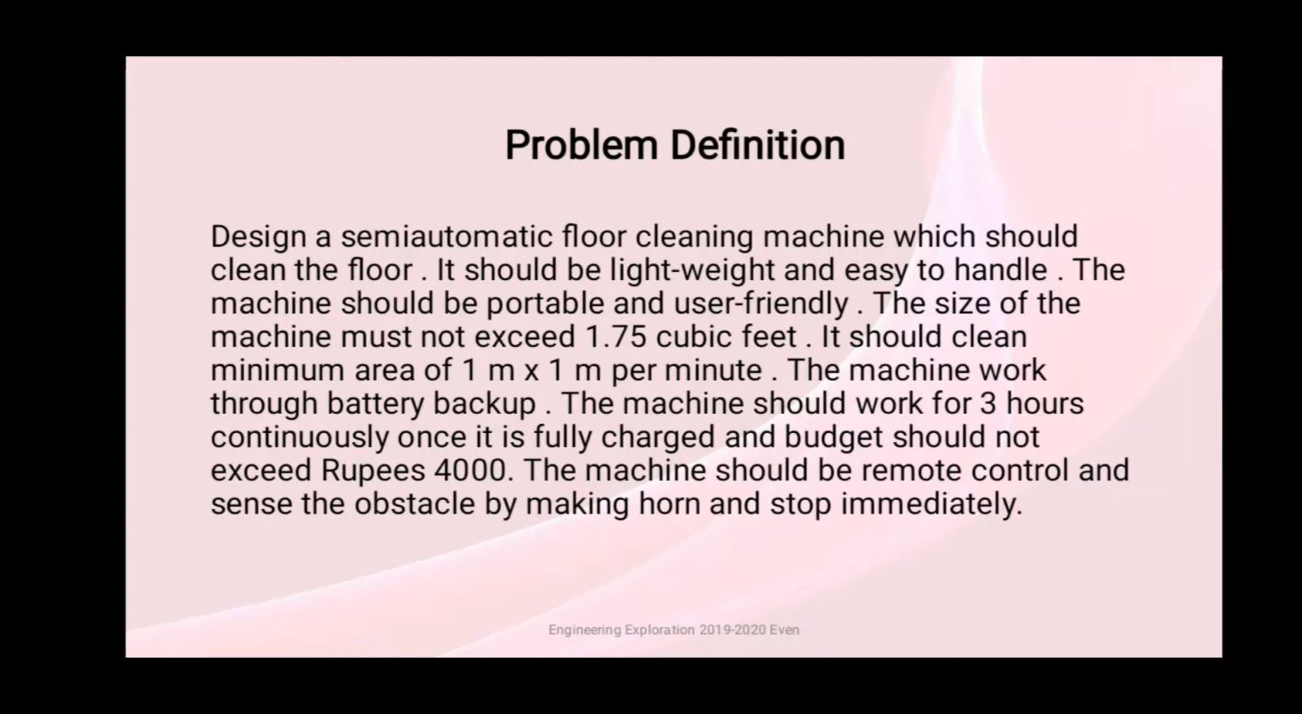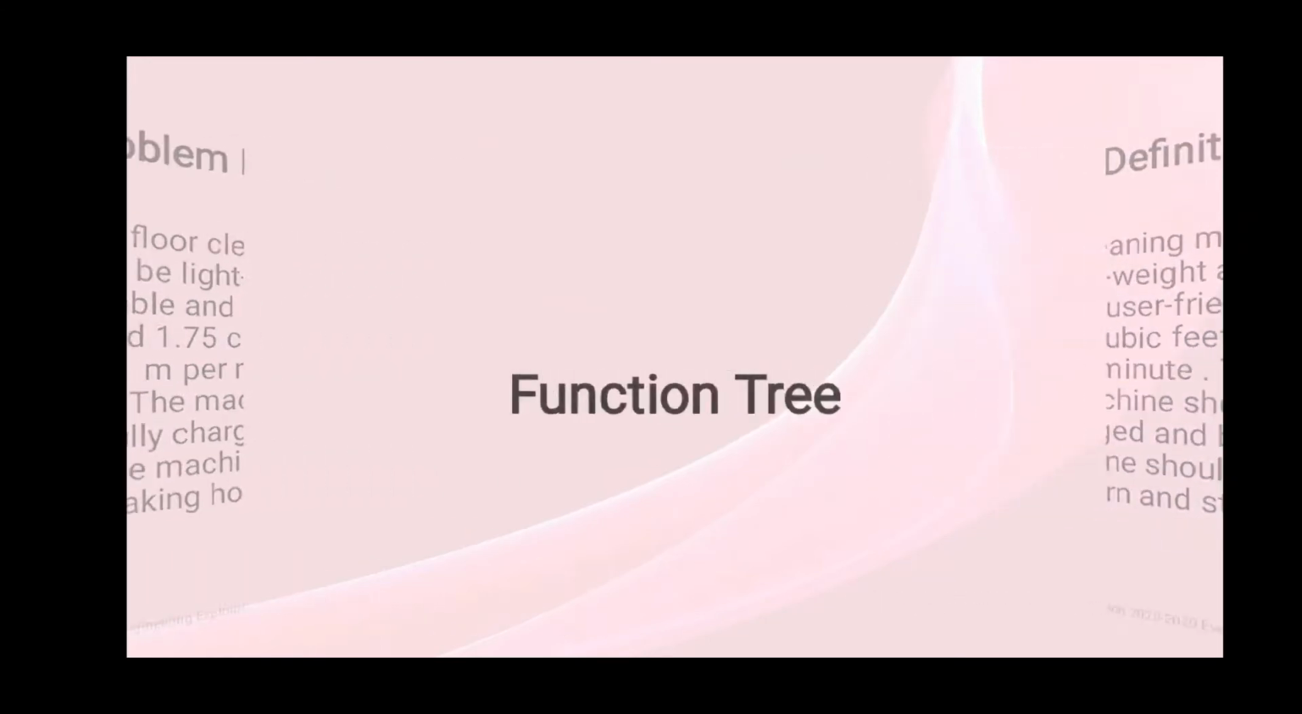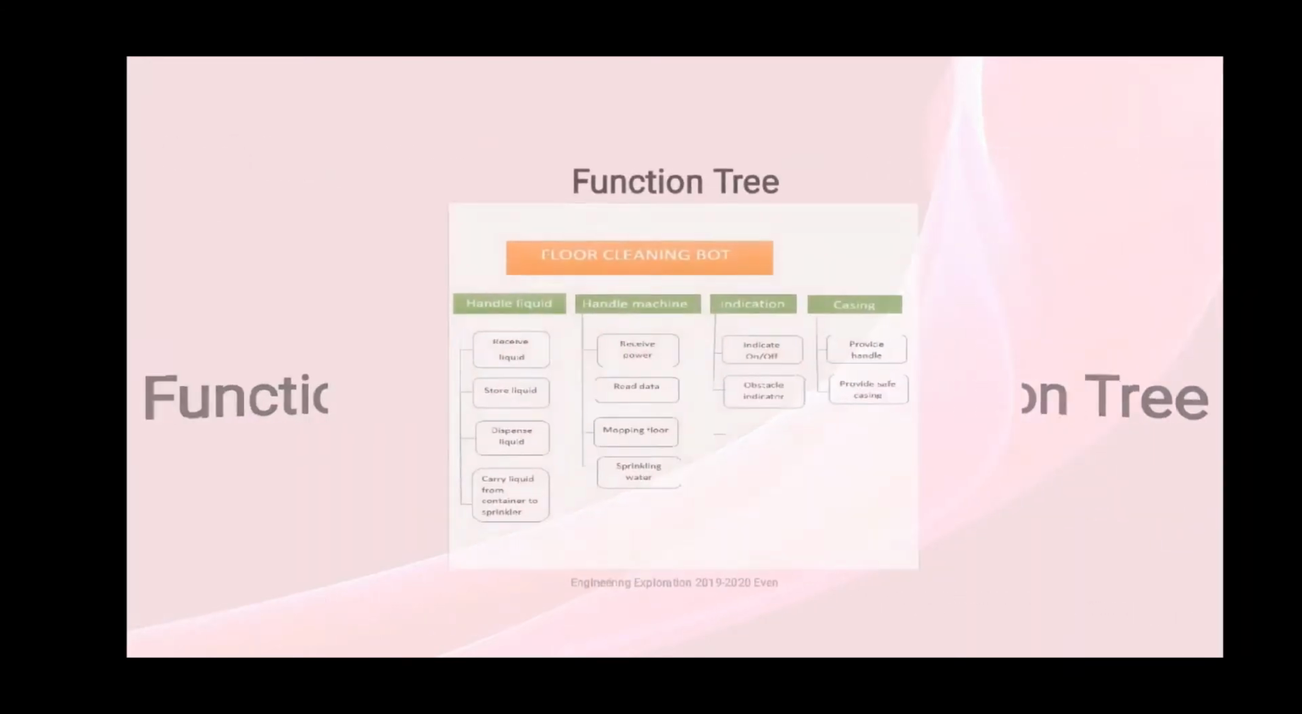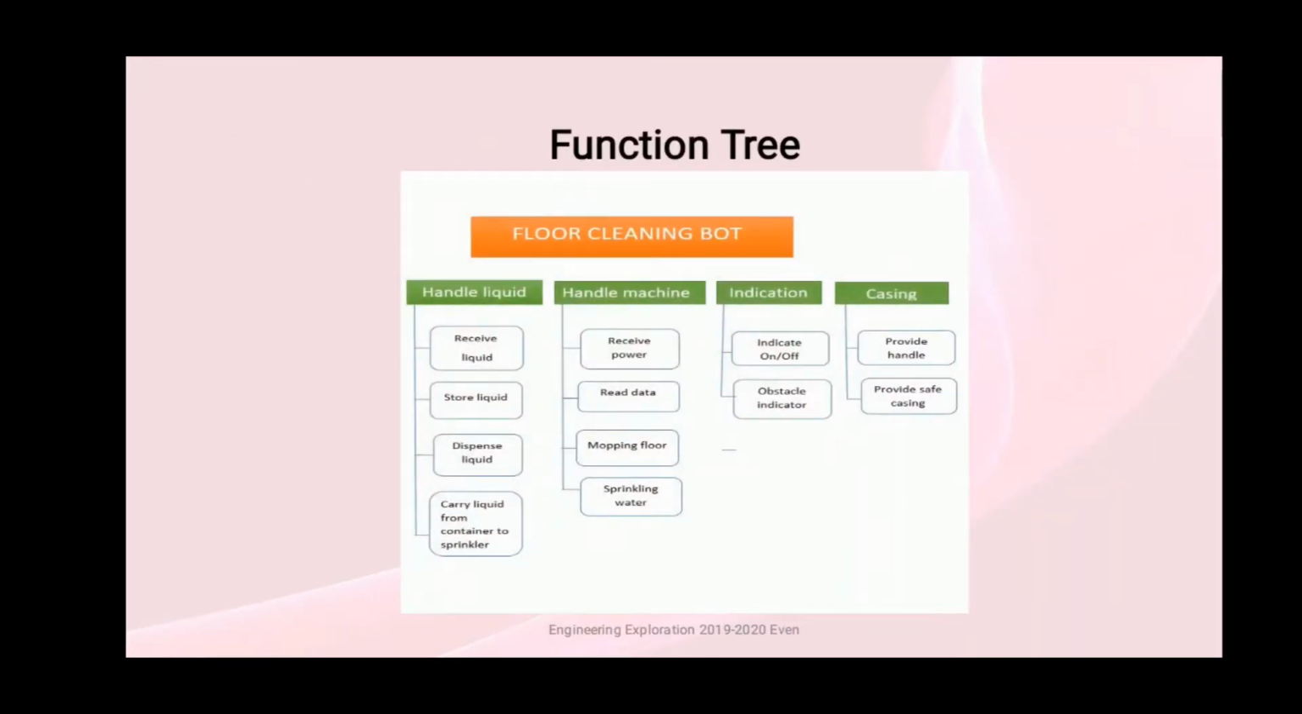The machine should be remote controlled and sense obstacles by sounding a horn and stopping immediately. Function tree. We have divided our course project into 4 parts: handle liquid, handle machine, indication and casing.